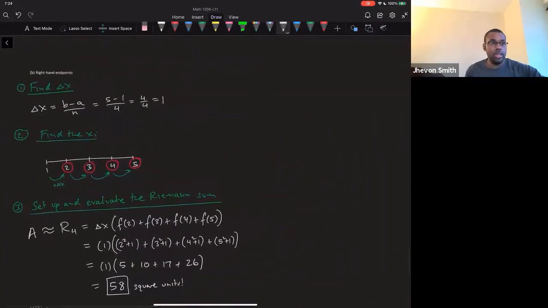And that's the entire problem. So you're going to have a problem with a couple of parts, and this would be one of them. It's going to be like, all right, here's a function on this interval. Approximate the area under this function using 4 rectangles and right-hand endpoints. Part A would be to approximate using right-hand endpoints, and this would be what you'd write down in this scenario.